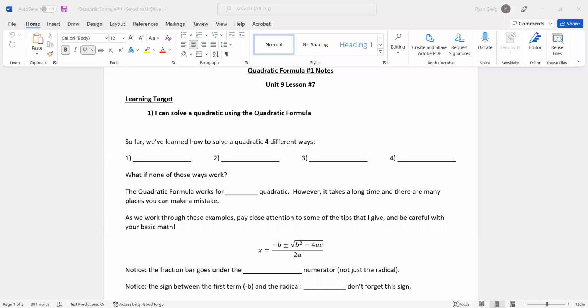All right, here we go with the last lesson, or sorry, not the last lesson. It's the last method for solving a quadratic. Still have 3 more lessons, but yeah, I'm gonna jump right in. This one's the quadratic formula. Some of you may have heard of it.